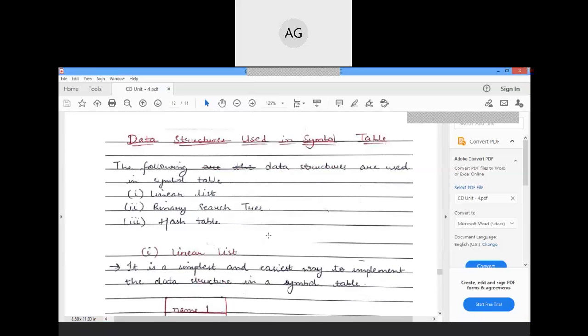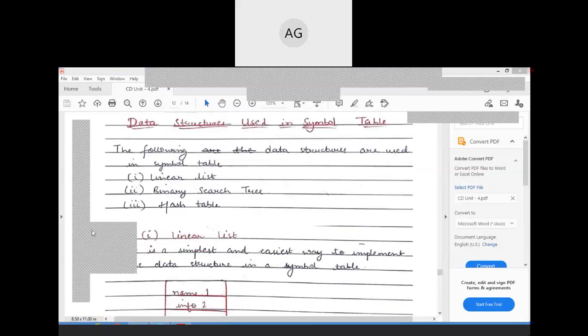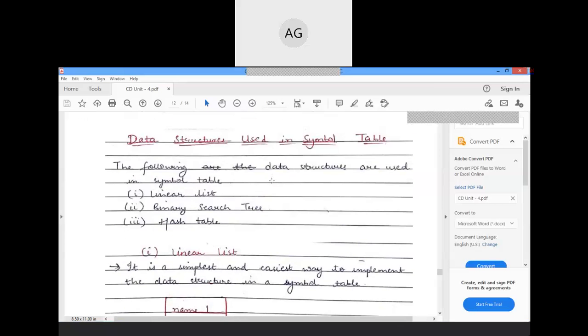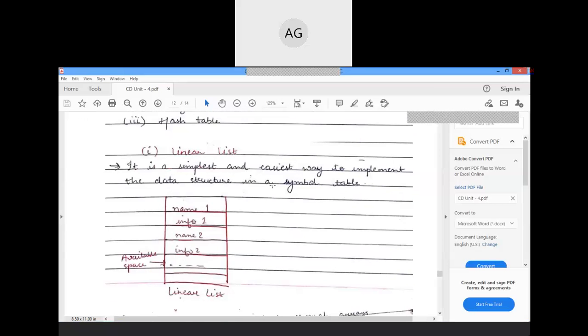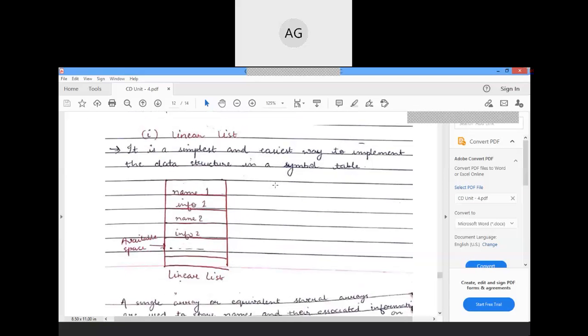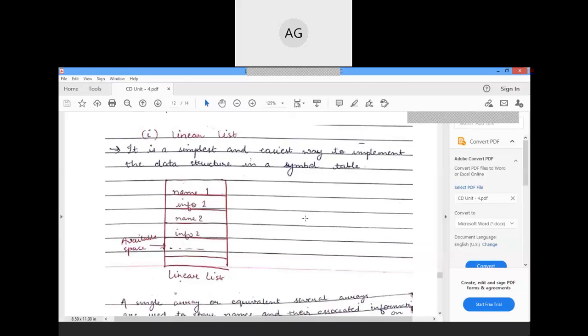So moving on, there are some data structures which are used in the symbol table. So these three data structures are used in the symbol table. First is the linear list, then the binary search tree, and then the hash table. So these are the three important data structures which are used in the symbol table. And I think you already studied this type of data structure in data structure and algorithm as well. So I am sharing this presentation with you for your reference, so you can go through it, and it is very easily explained.